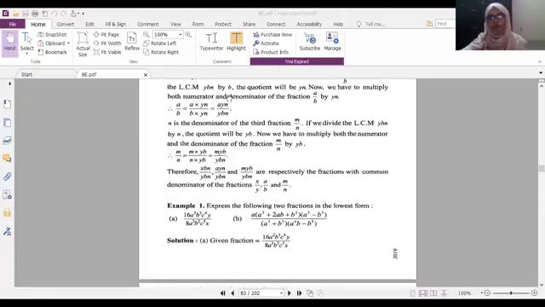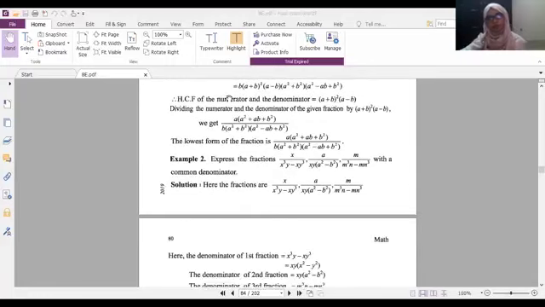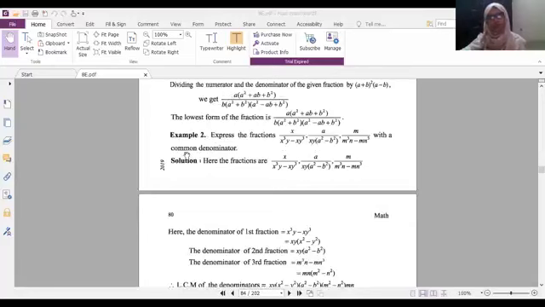Now we solve some problems. Example 2. Here example 2 says: express the fractions x by x cube y minus xy cube, fraction 2, a by xy into a square minus b square, and number 3, m by mqn minus mnq, with a common denominator. Everybody please turn on your video and mute your microphone.